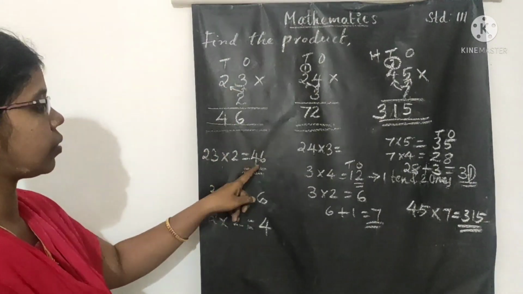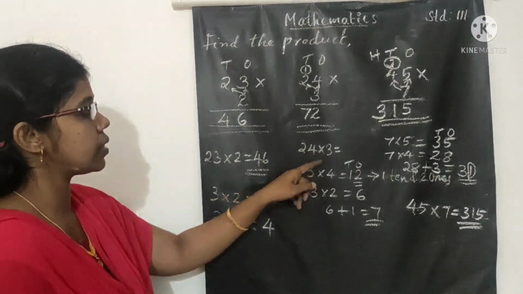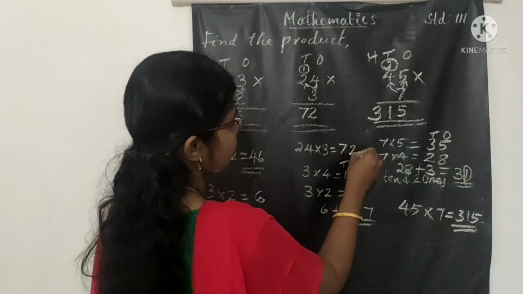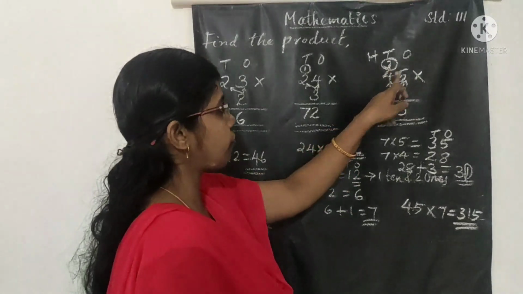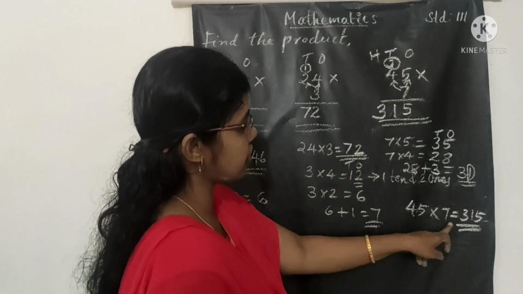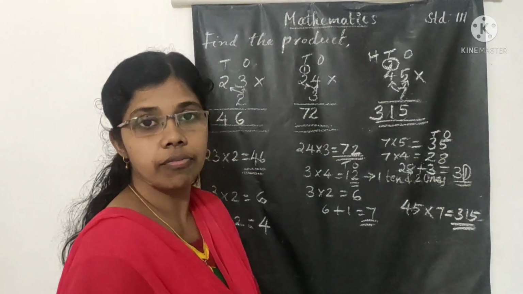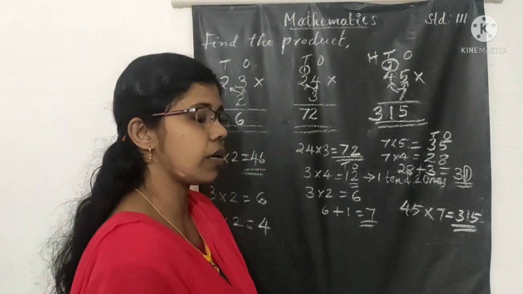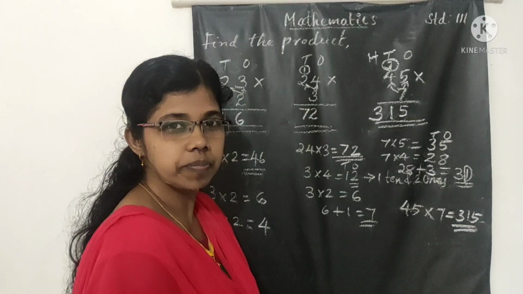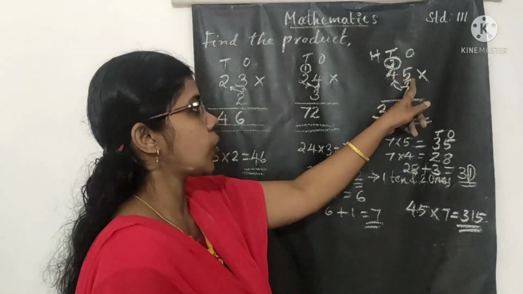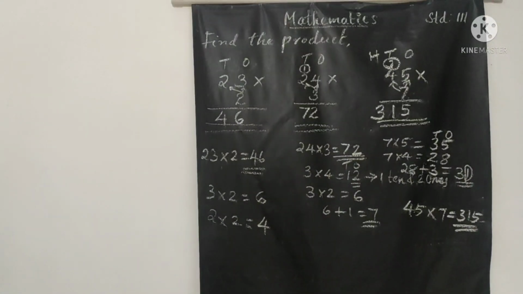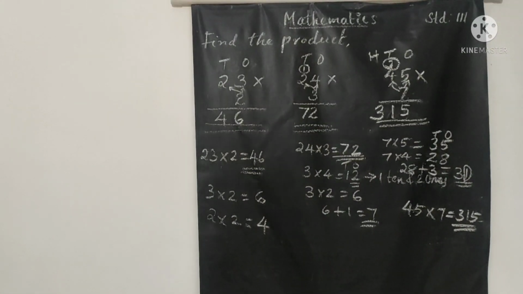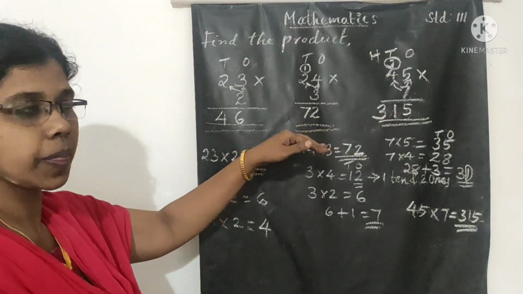Okay, our first question: 23 into 2 is equal to 46. 24 into 3 is equal to 72. Underline the answer. Next, 45 into 7 is equal to 315. Okay. Are you clear? Multiplication of 2-digit numbers. Yes. Write this in your notebook. Are you clear on this? Yes.